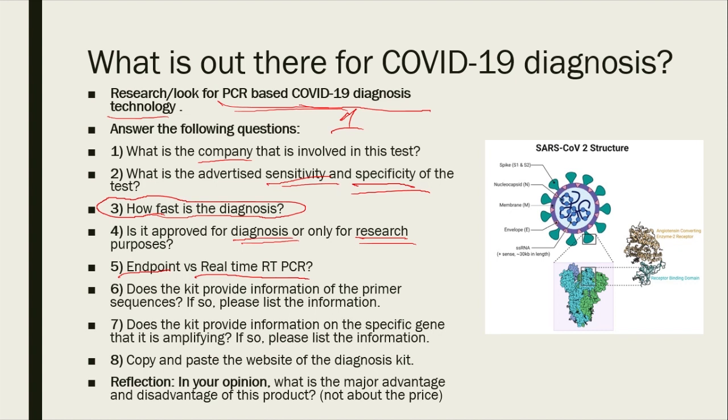And then the rest of the questions, 6 and 7, depend. If it doesn't have it, it doesn't have it. Don't stress it. Does the kit provide information on the primer sequences? I doubt it, but I'm curious if people are telling people what primer sequences they are including in those kits. Does the kit provide information on the specific genes that they are amplifying? These are more technical things and may not be easy to find. Don't struggle too much. If so, please list the information. If you can't find it or they don't have it, it's not going to count against you in terms of the points.